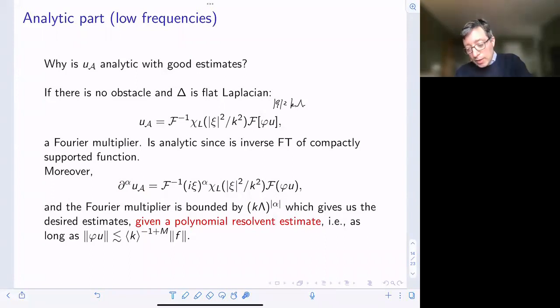Except for one thing. These are estimates in terms of phi u, and I wanted my estimates to be in terms of f, the inhomogeneity in the Helmholtz equation. So of course the last step is to estimate phi u in terms of f, and that's one place where my resolvent estimate comes in. I have to have some a priori knowledge of overall how big u is in terms of f. And so I will use that there.